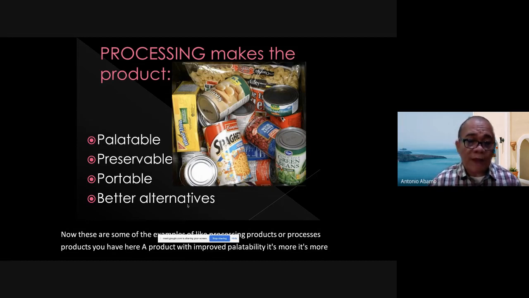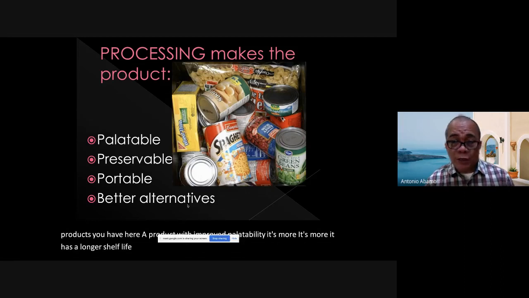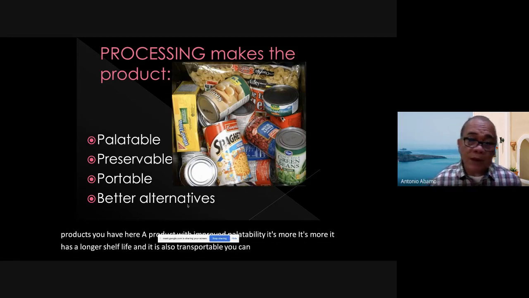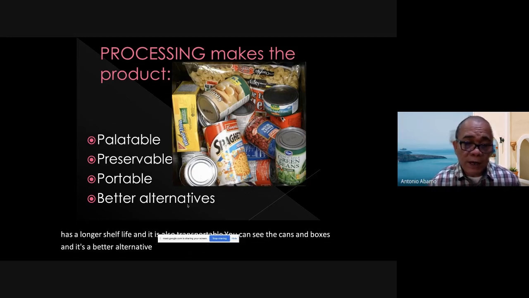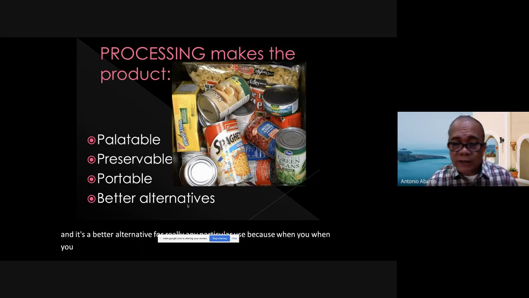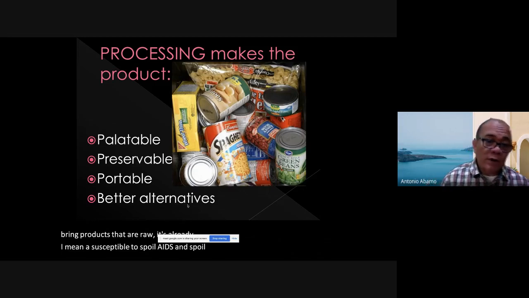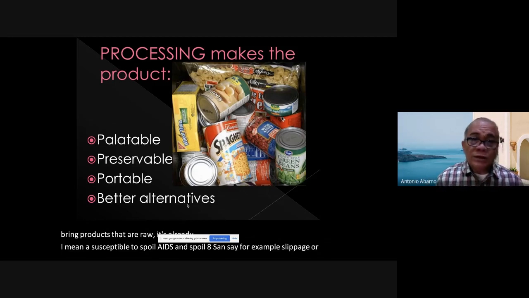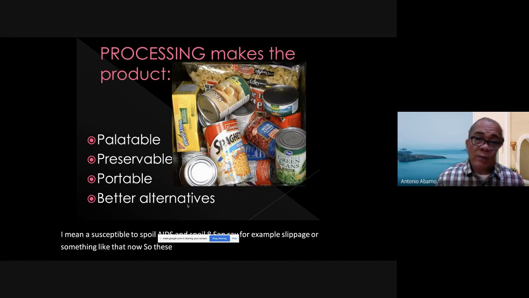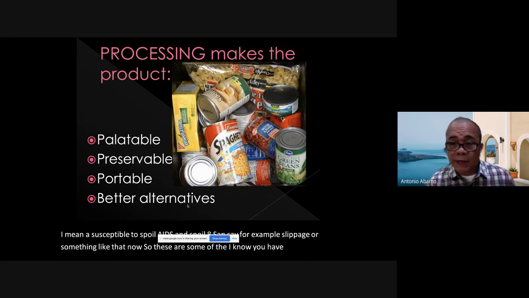It has a longer shelf life, and it is also transportable. You can see the cans and boxes. It's a better alternative for really any particular use, because when you bring products that are raw, they're already susceptible to spoilage and, say, for example, slippage or something like that. So these are some of the, you have cans, packed in retortable plastics, boxes, and so on.